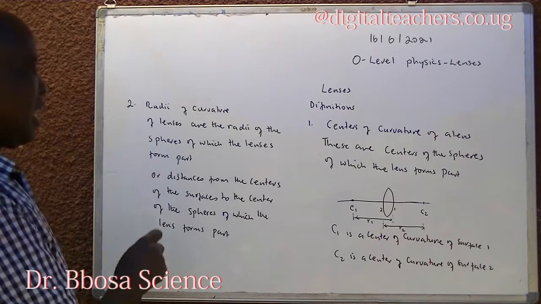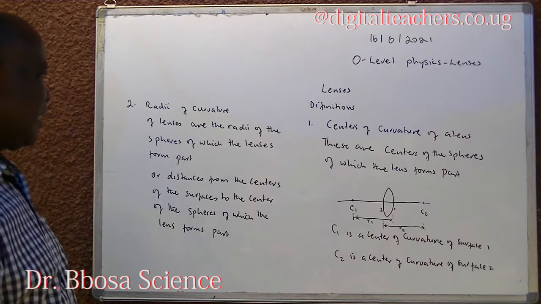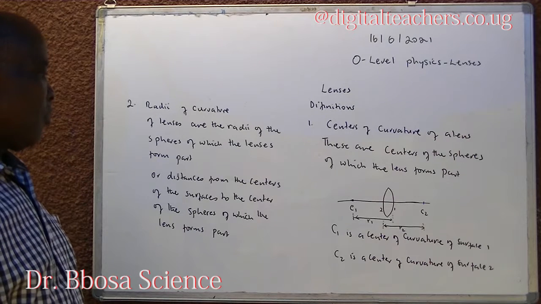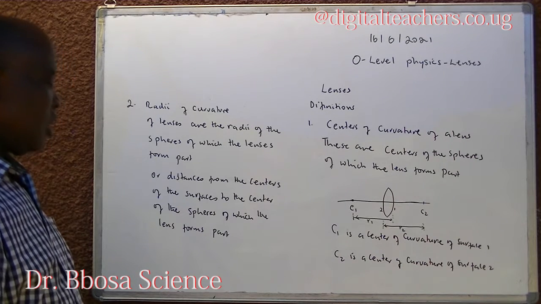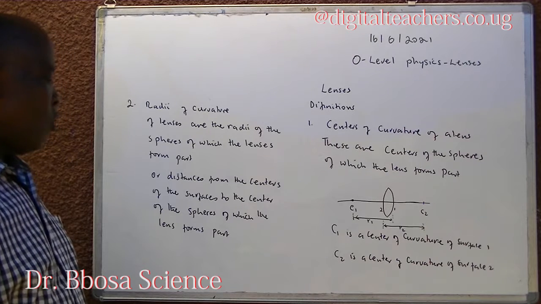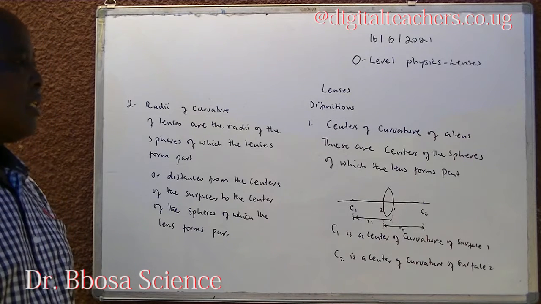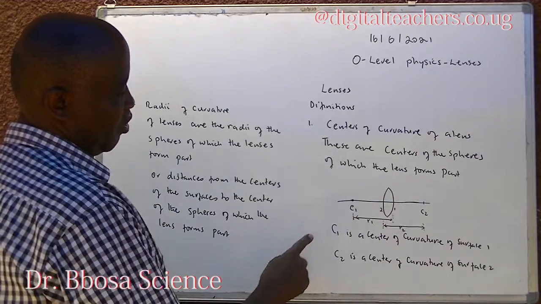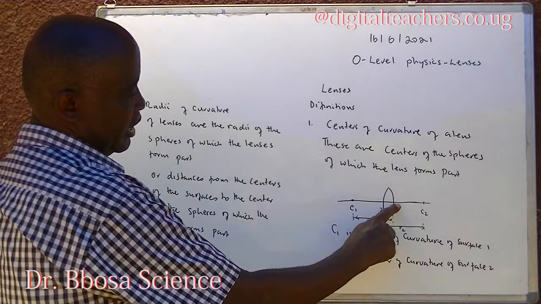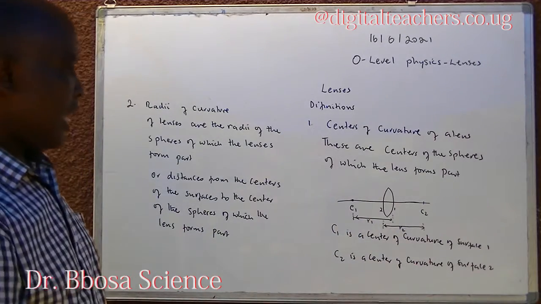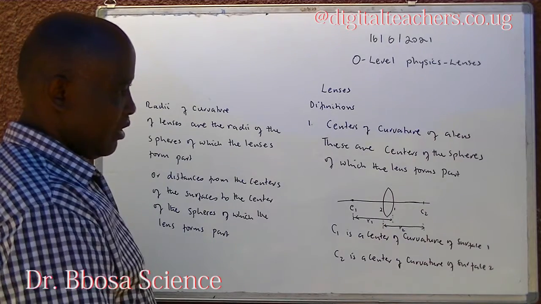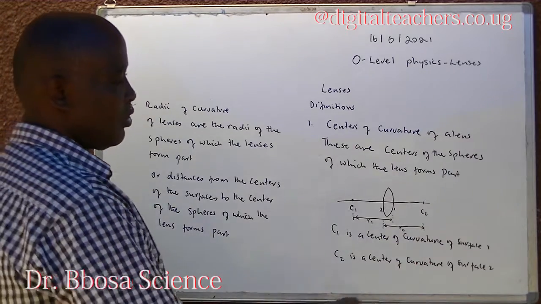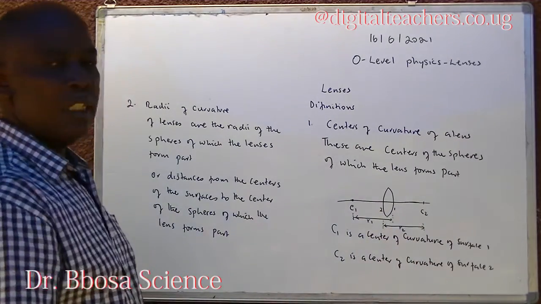2. Radii of curvature of a lens. These are radii of spheres of which lenses form part. All distances from the centers of the surfaces to the center of the spheres of which the lens forms part. For instance, R1 for surface 1 is from C1 to the center of surface 1. R2 is the distance from the center of surface 2 to the center of the sphere C2.